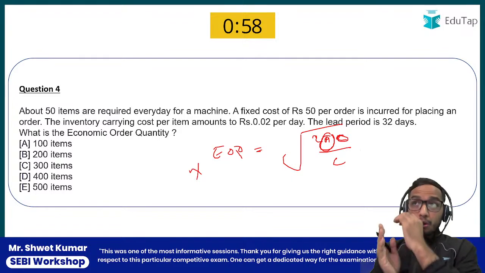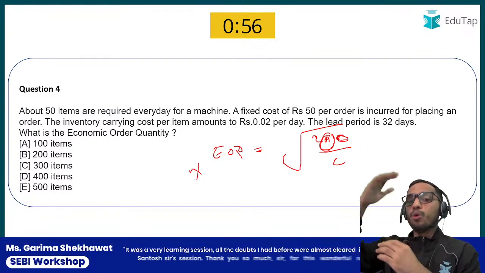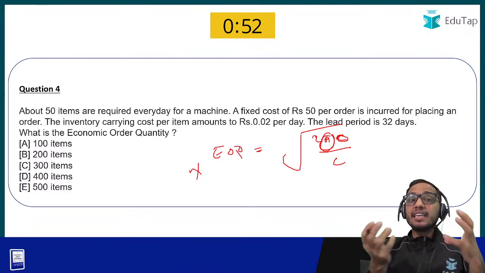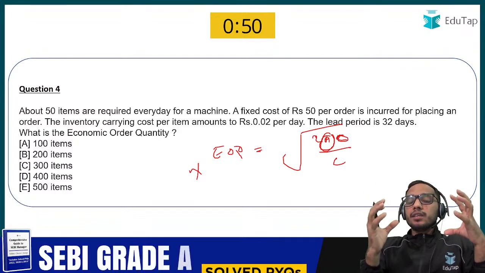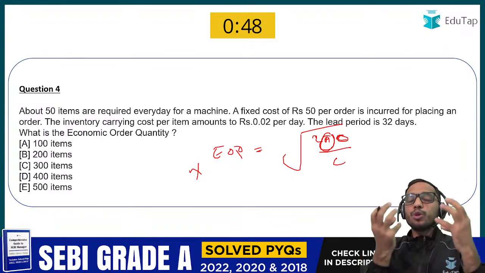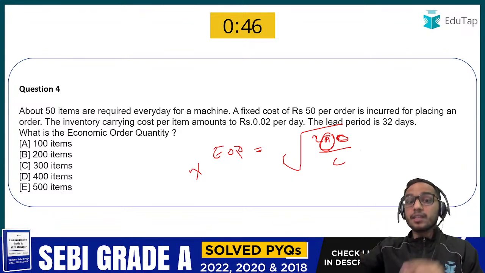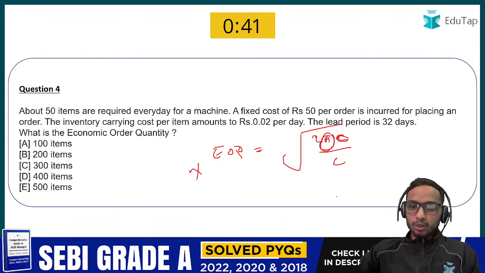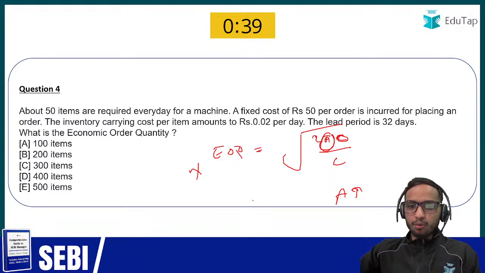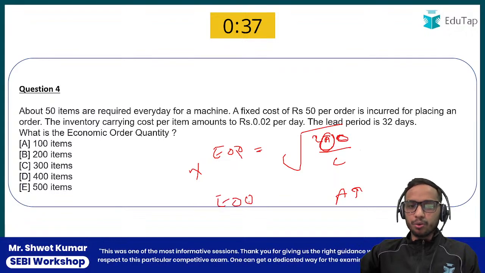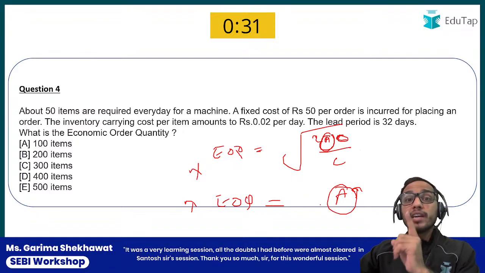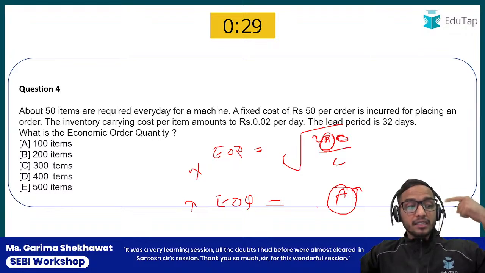So when your annual demand is more, obviously you need to increase the size of your batch. You need to increase the quantity in a particular batch, in the order quantity. That's why they are directly proportional. Annual demand and your EOQ are directly proportional. That's why A, annual demand, is in the numerator. That's the logic. Try to understand the logic.